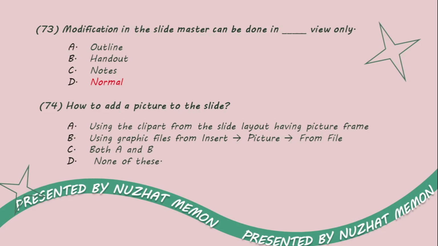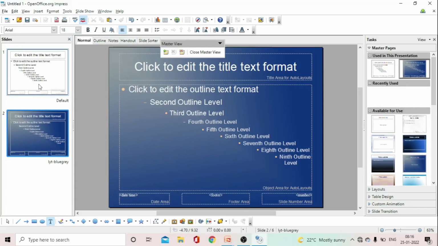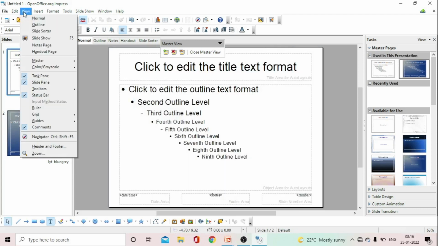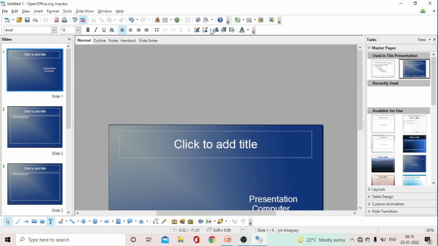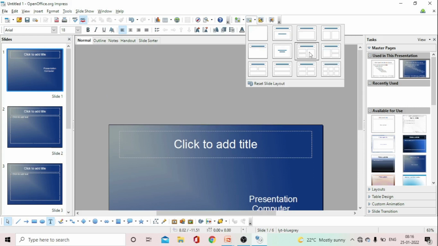How to add a picture to the slide? So you can go for both A and B, that is using the clip art from the slide layout having picture frame or using graphic files from Insert Picture from File. Now you may be confused what I want to say. Let me show you. So here, let's close the slide master for a minute. So I have closed it. Now let's see how we can insert. Well, first was from the layout. So let me change the layout. Here I will go in layouts and I'll select this one.